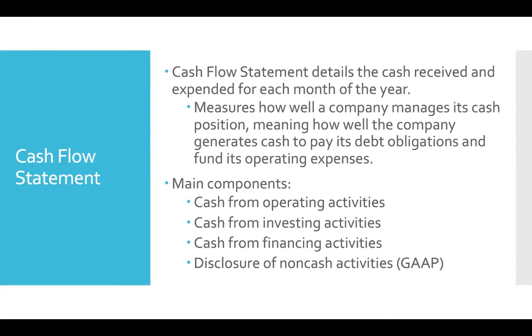The next financial statement we'll be looking at is the cash flow statement, and it details the cash received and expended for each month of the year. It measures how well a company manages its cash position, meaning how well the company generates cash to pay its debt obligations and fund its operating expenses. The main components include cash from operating activities, cash from investing activities, cash from financing activities, and the disclosure of non-cash activities according to the GAAP.